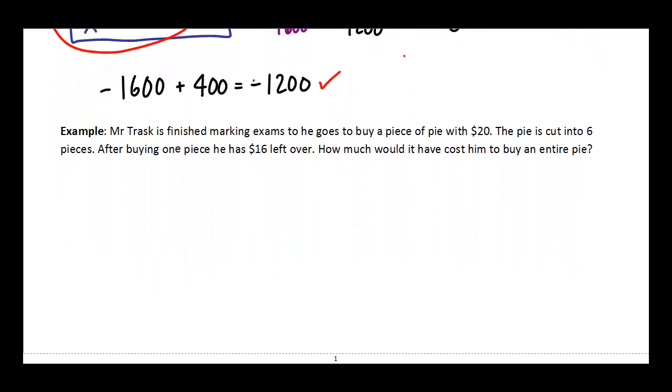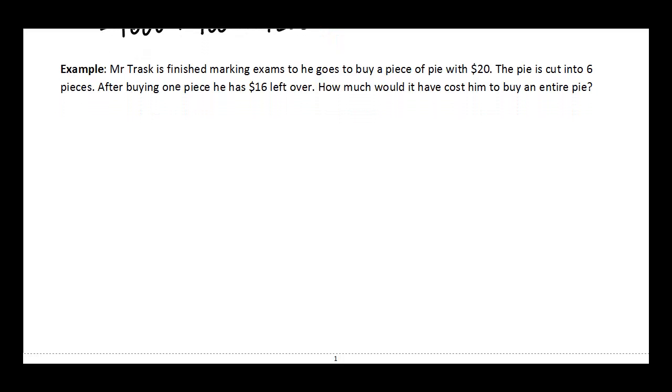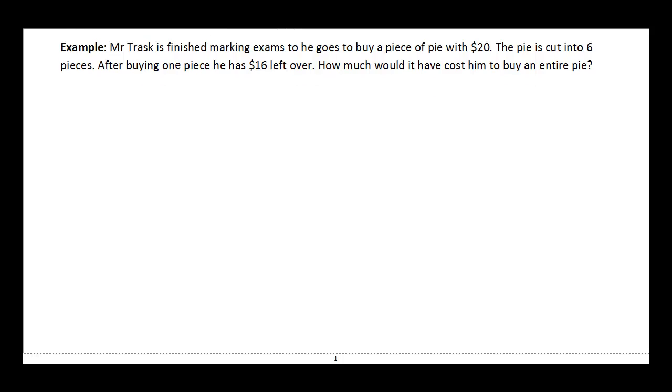All right, the second example that we're going to take a look at. Mr. Trask has finished marking exams, and so of course he rewards himself by going to buy a piece of pie with his $20. The pie is cut into 6 pieces. After buying one piece, he has $16 left over. So how much would it have cost him to just go ahead and buy the entire pie?